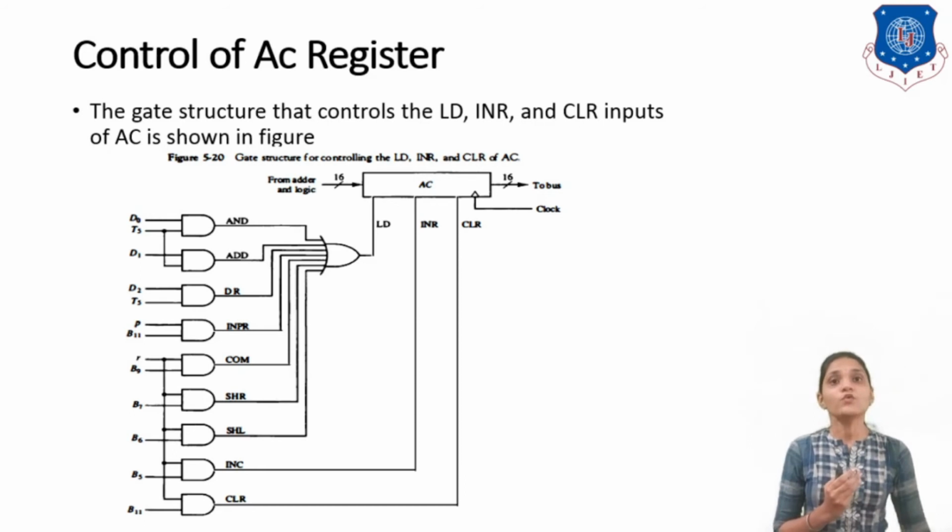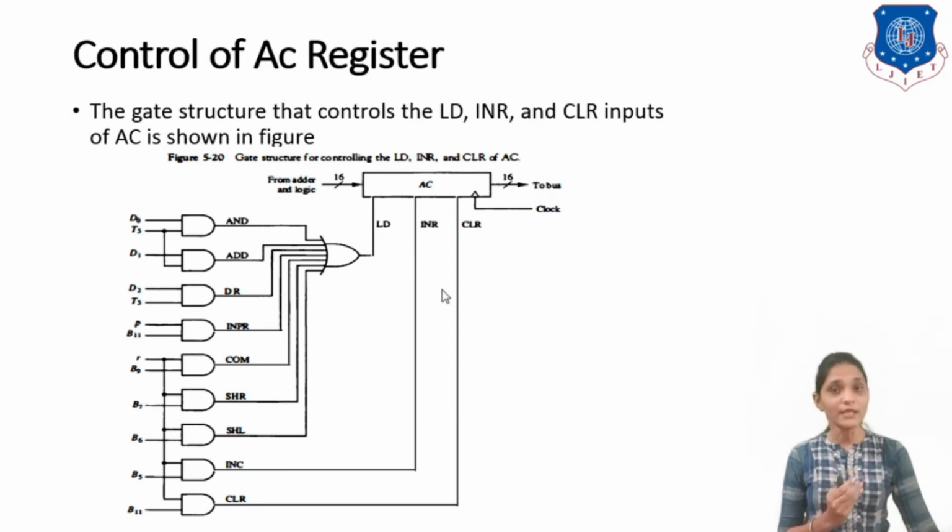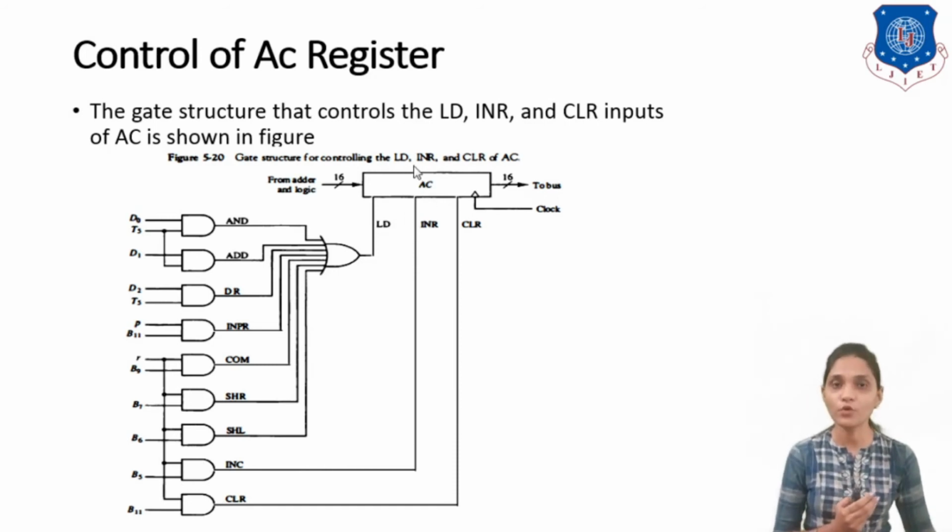So we have to load whenever these conditions are fulfilled. We have to increment when this condition is fulfilled, and we have to clear when this condition is fulfilled. So we have to provide this control for our accumulator when you have to load the data, when you have to increment the data, and when you have to clear the data. This is your basic loading of the accumulator unit.